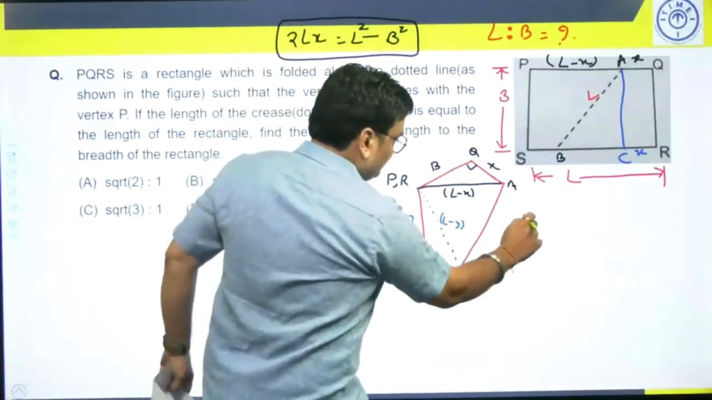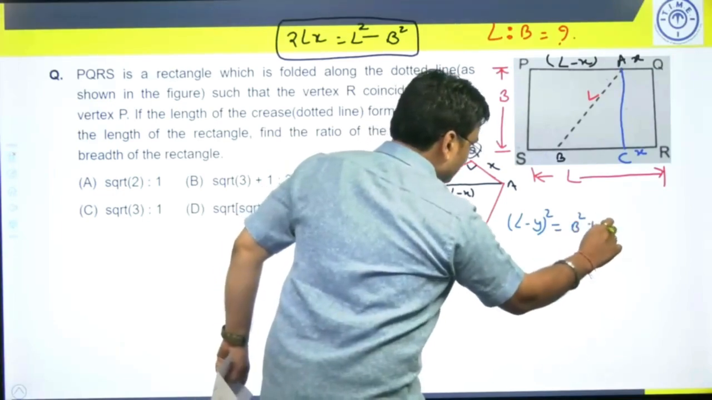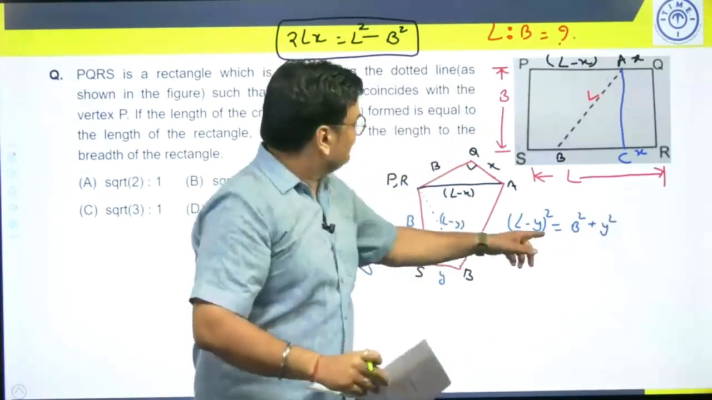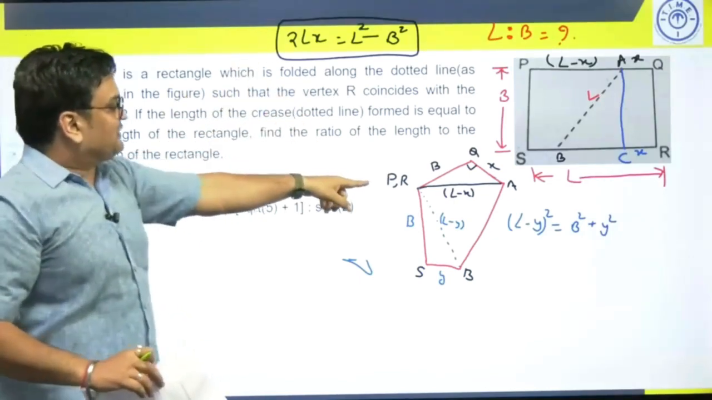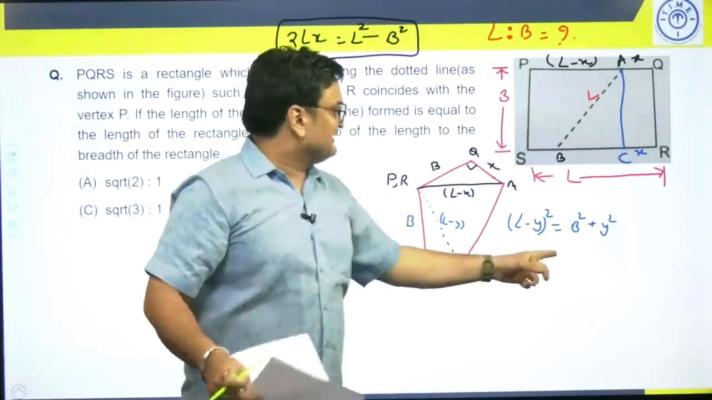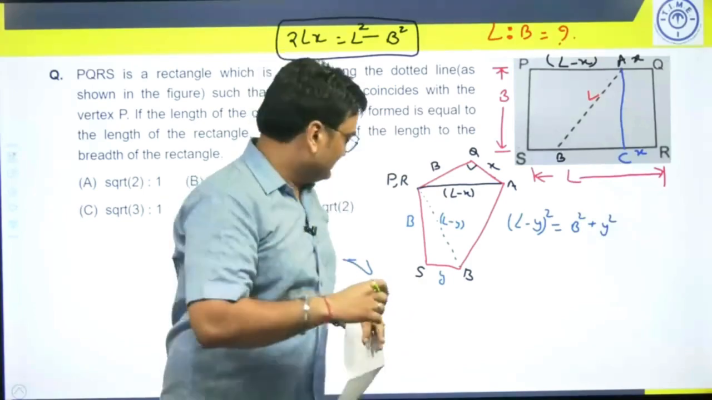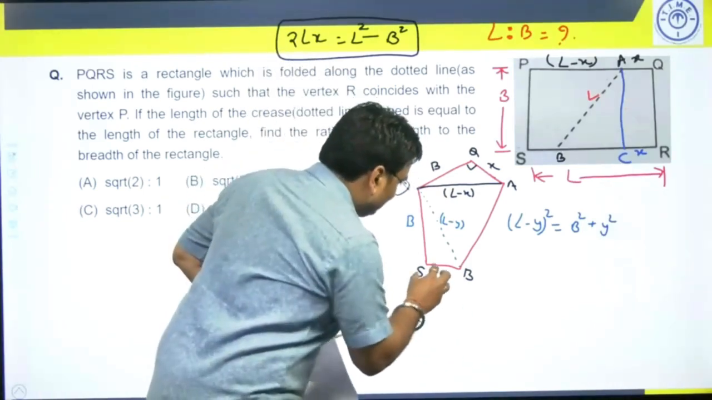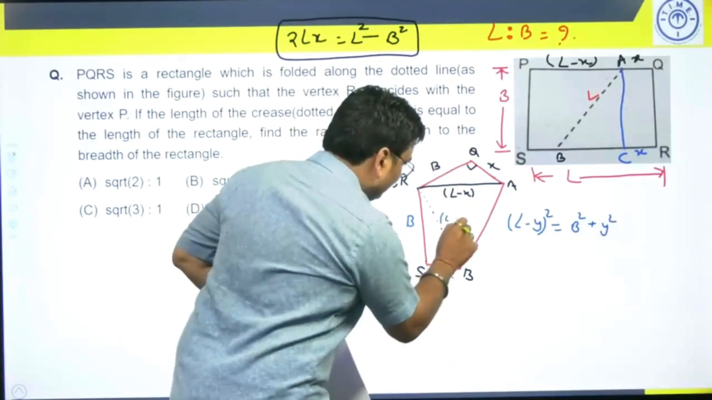So here also we can apply Pythagoras theorem and see L minus y whole square will be equal to b square plus y square. Now this is very similar to your previous equation that we had. L minus x whole square is equal to b square plus x square. So by direct comparison we may say that x should be equal to y. So thus these two triangles are identical. So this is also going to be x.